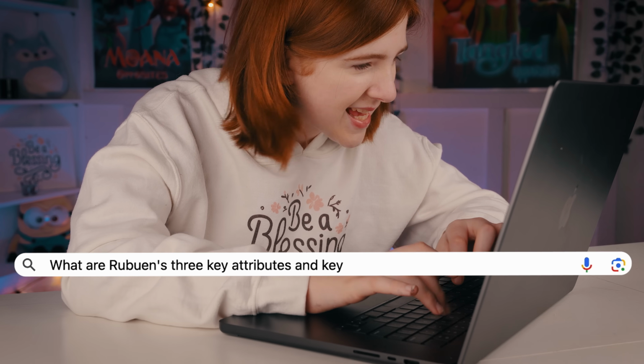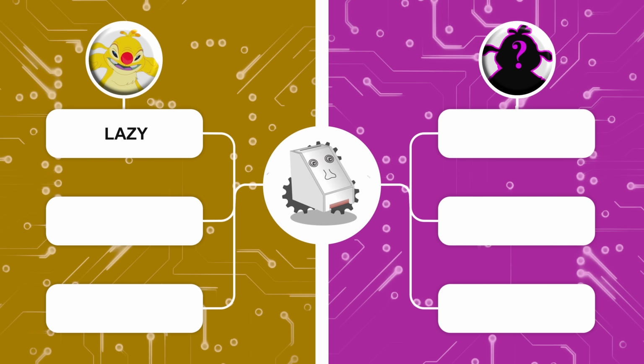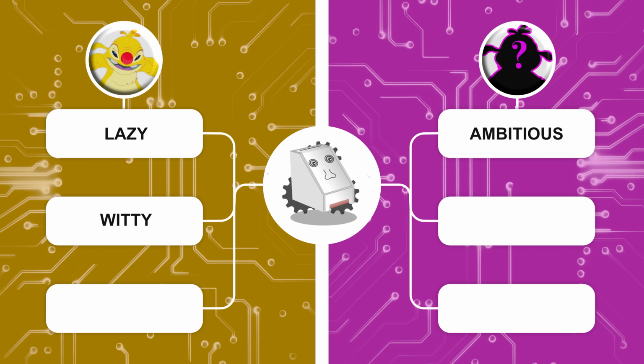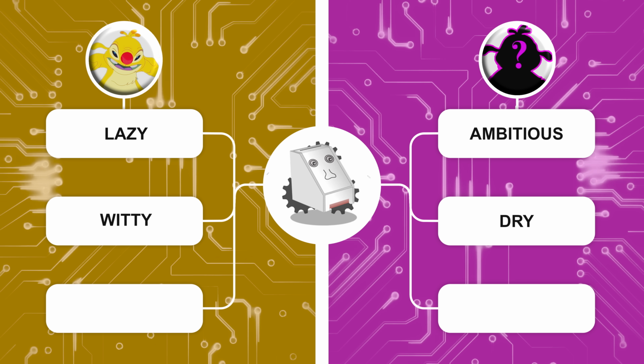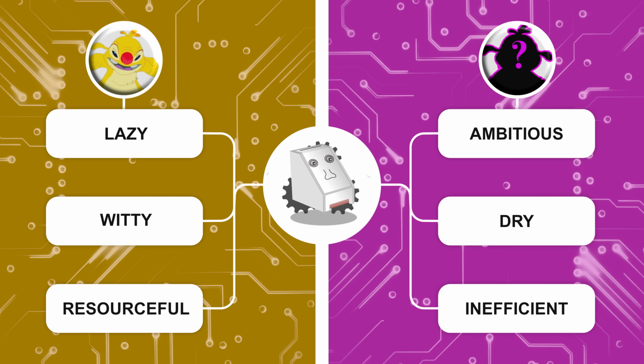Okay, Craig, what are Reuben's 3 key attributes and key colors? Reuben's first key attribute is lazy, and the opposite of lazy is ambitious. His second is witty, and the opposite of witty is dry. His third is resourceful, and the opposite of resourceful is inefficient.